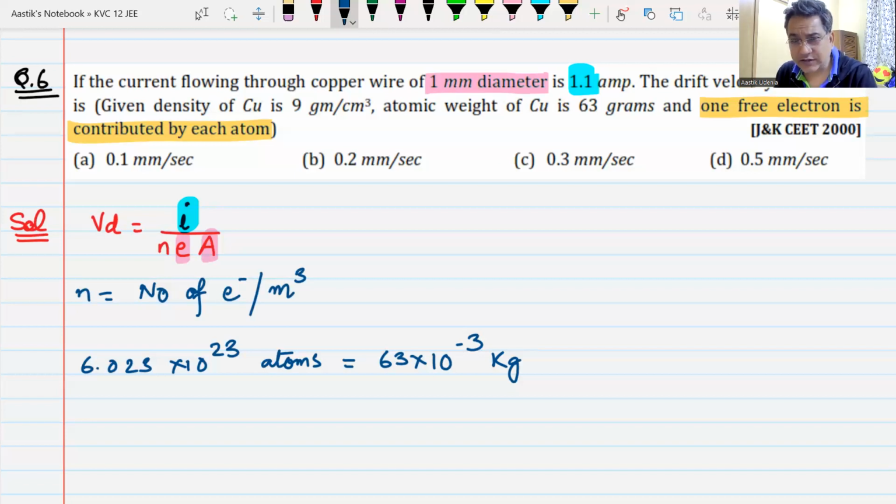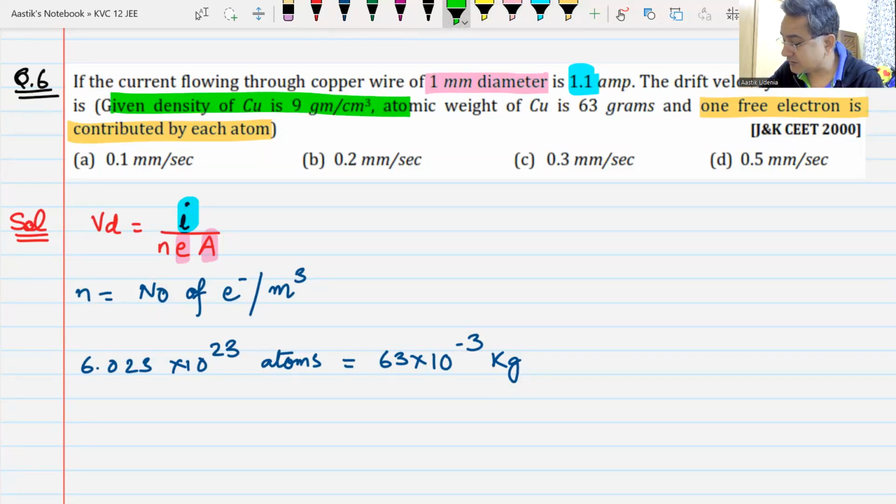Remember, you have to calculate the number of atoms in 1 meter cube. What is given to you should also be known. You must know what density is. Now, what is density? Density is mass divided by volume.